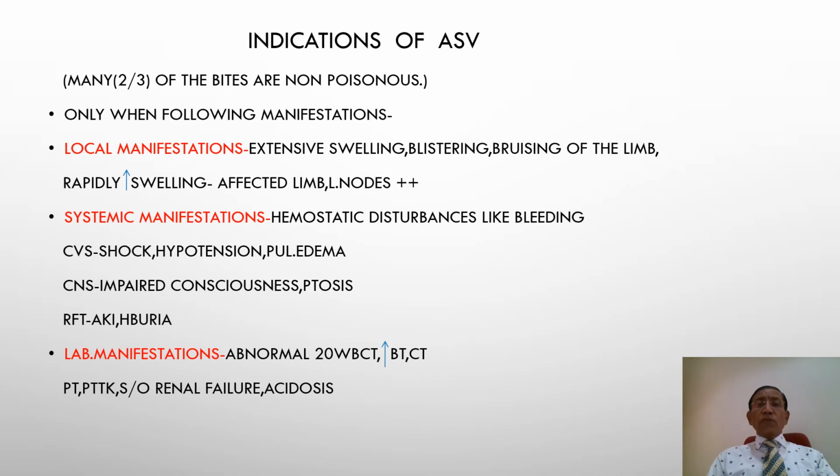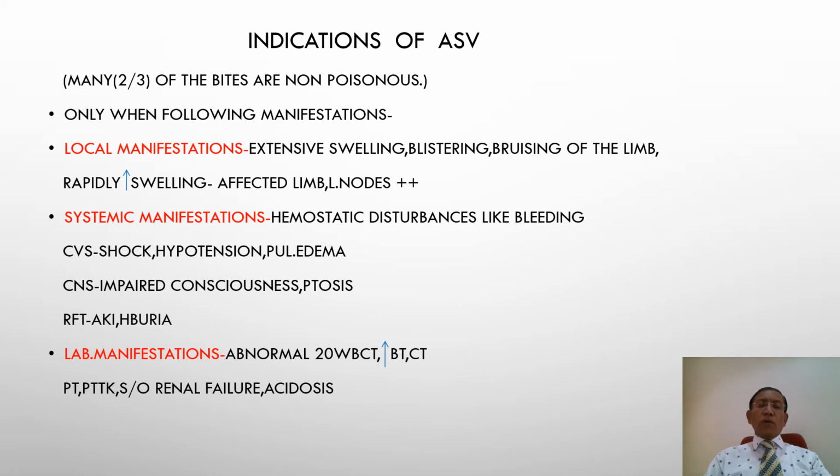So what are the indications of ASV? Do we give ASV to every child? No, we don't, because we know that more than two-thirds of the bites are non-poisonous. Only when the following manifestations are there: an extensive swelling, blistering, or bruising of the limb, or rapidly increasing swelling of the affected limb, or lymph node involvement noted after the bite, or hemostatic disturbances like bleeding, or serious manifestations like shock, hypotension, pulmonary edema, or CNS manifestations like impaired consciousness.